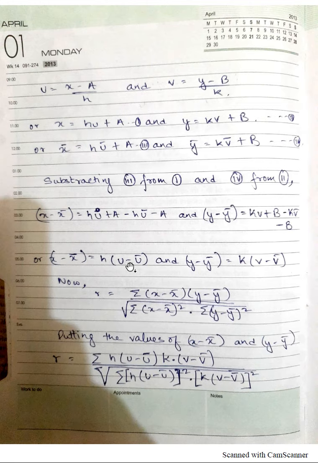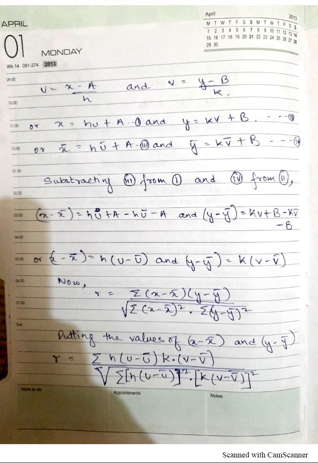Again from this, a and a get cancelled. Hu minus hu bar, we take h common, it will become h into u minus u bar. So x minus x bar is equal to h into u minus u bar. And similarly from here, b gets cancelled, k we can take as common, it will become y minus y bar is equal to k into v minus v bar. So we have the values of both x minus x bar and y minus y bar in terms of u and v.